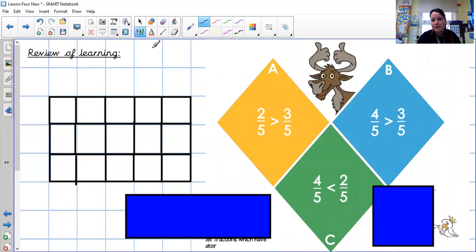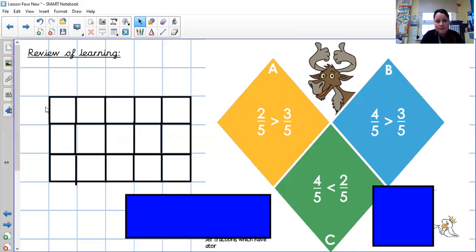So review of learning, Colin's got a question that he would like us to have a go at. On the board, I have got A, B and C. In A, I have got 2/5 is greater than 3/5. B, 4/5 is greater than 3/5. And C, 2/5 is greater than 4/5, or 4/5 is less than 2/5. So have a little think. You might want to pause the video. Which one is correct?